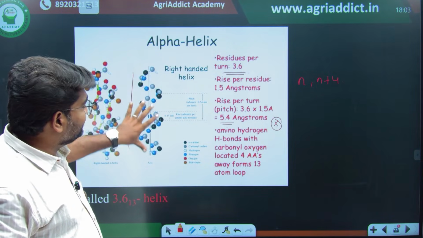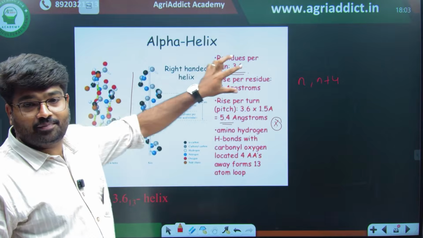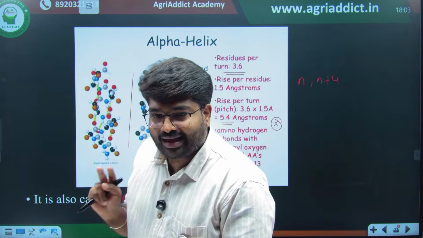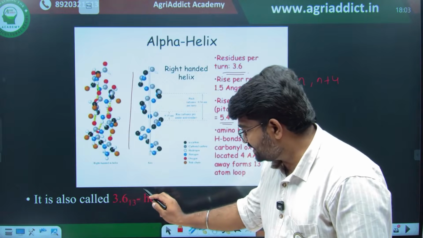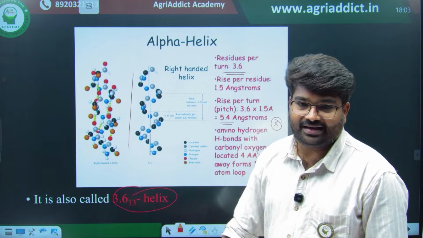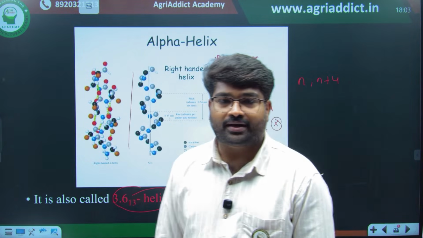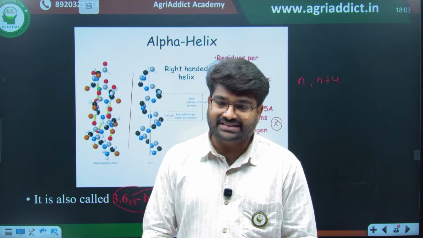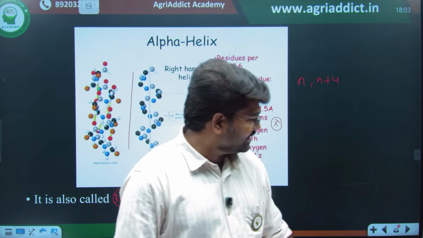In this, a total of 3.6 amino acids will be there. These two are very important things. The alpha helix we can also call the 3.6-13 helix. This is also another important point. Alpha helix we can also call the 3.6-13 helix. I hope this is clear for everyone.